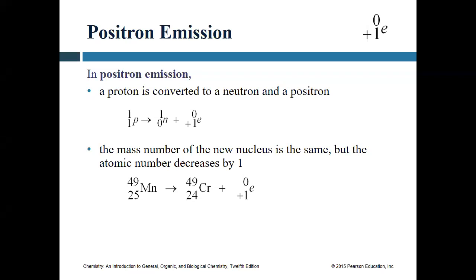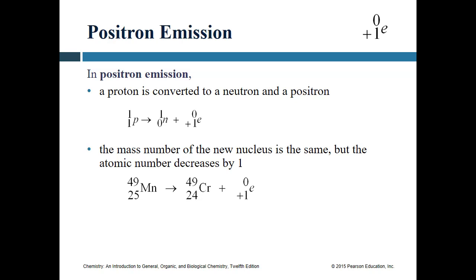Positrons. Positron emission is very, very similar to beta decay. The only difference is the positive one instead of the negative one. So instead of adding one to the atomic number, we would end up subtracting one to get the product on the other side.